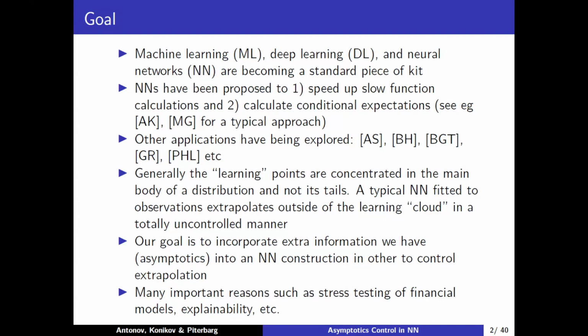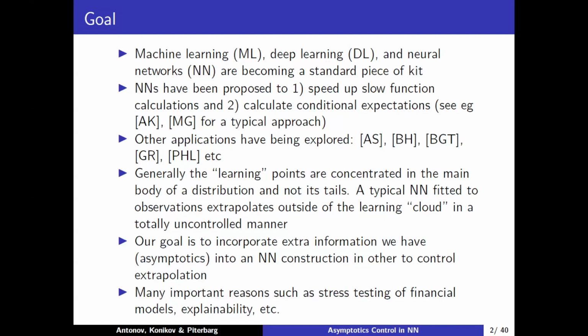In general, the so-called learning points, where we try to tabulate our function, are concentrated in the main body of the distribution, not in its tails. So a typical neural network fitted to observations extrapolates outside of this learning cloud in a totally uncontrolled manner. Of course, it depends on the number of layers, the number of nodes, and the activation functions. Here, our goal is to incorporate extra information that we have, for example asymptotics, into the neural network construction in order to control these extrapolated values.